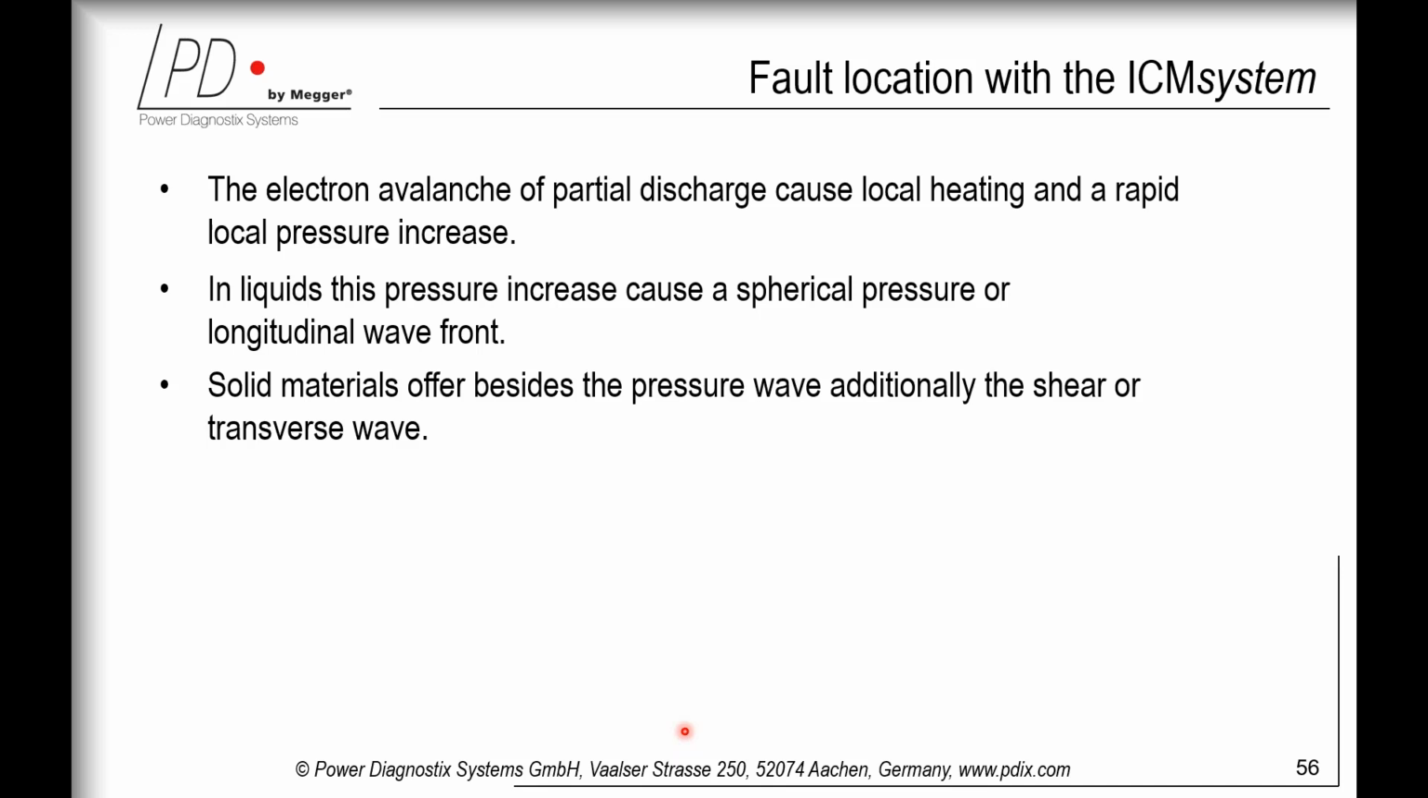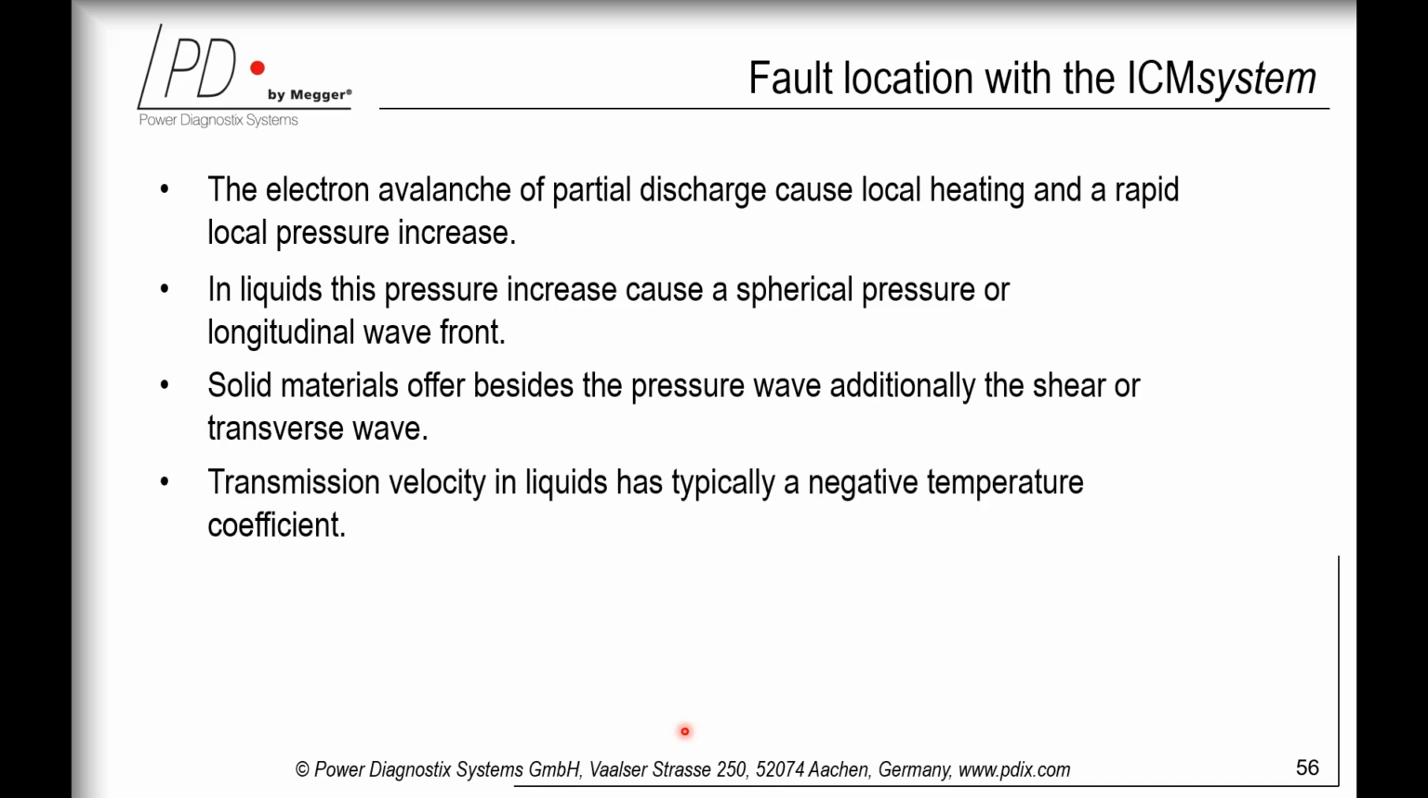The transmission velocity in liquids typically has a negative temperature coefficient. So with increasing temperature, the signals are radiated slower in oil. The travel times in oil are, for instance, around 1400 meters per second at 20 degrees Celsius and 1200 meters per second at 80 degrees.